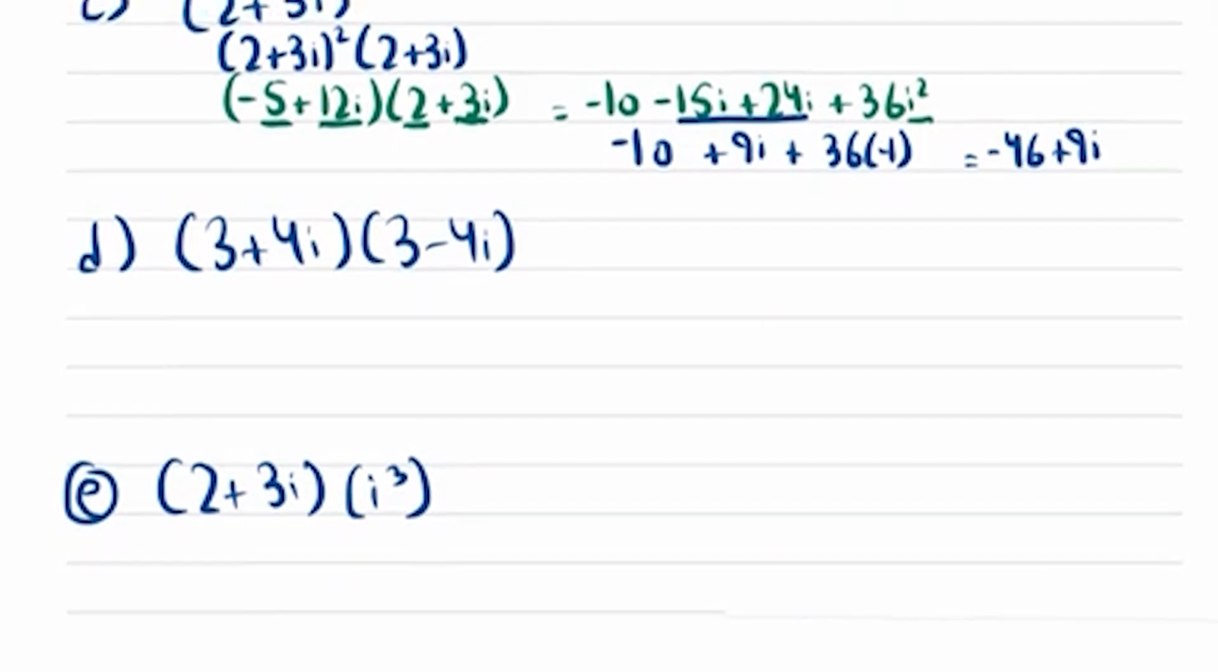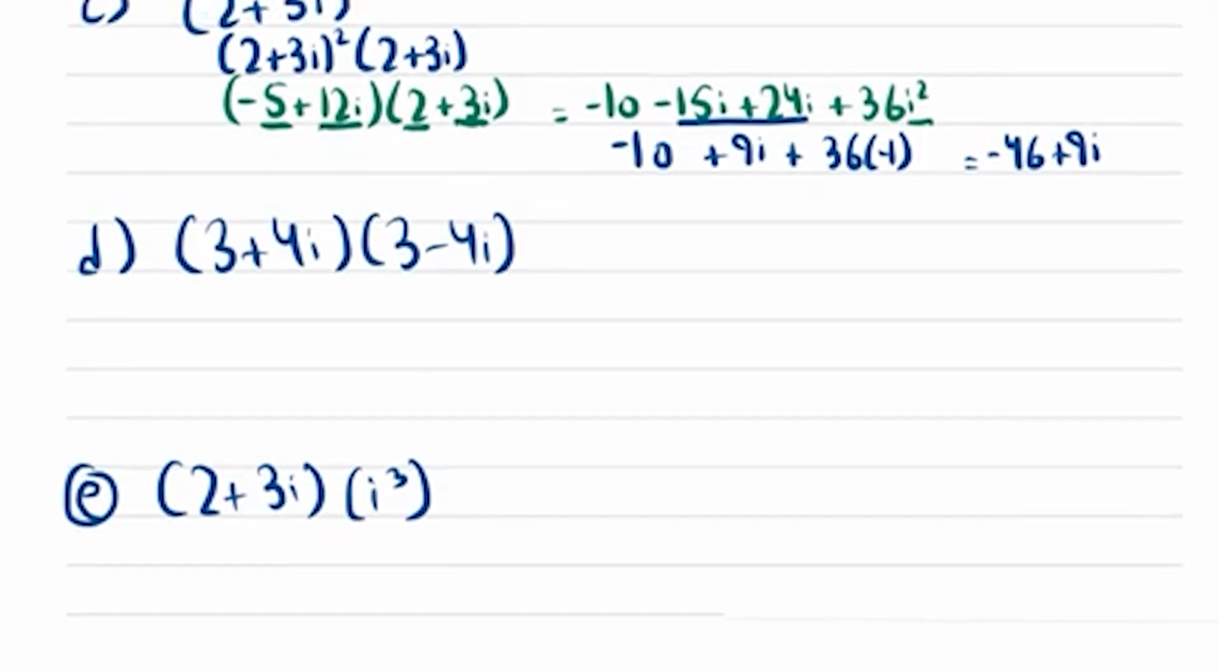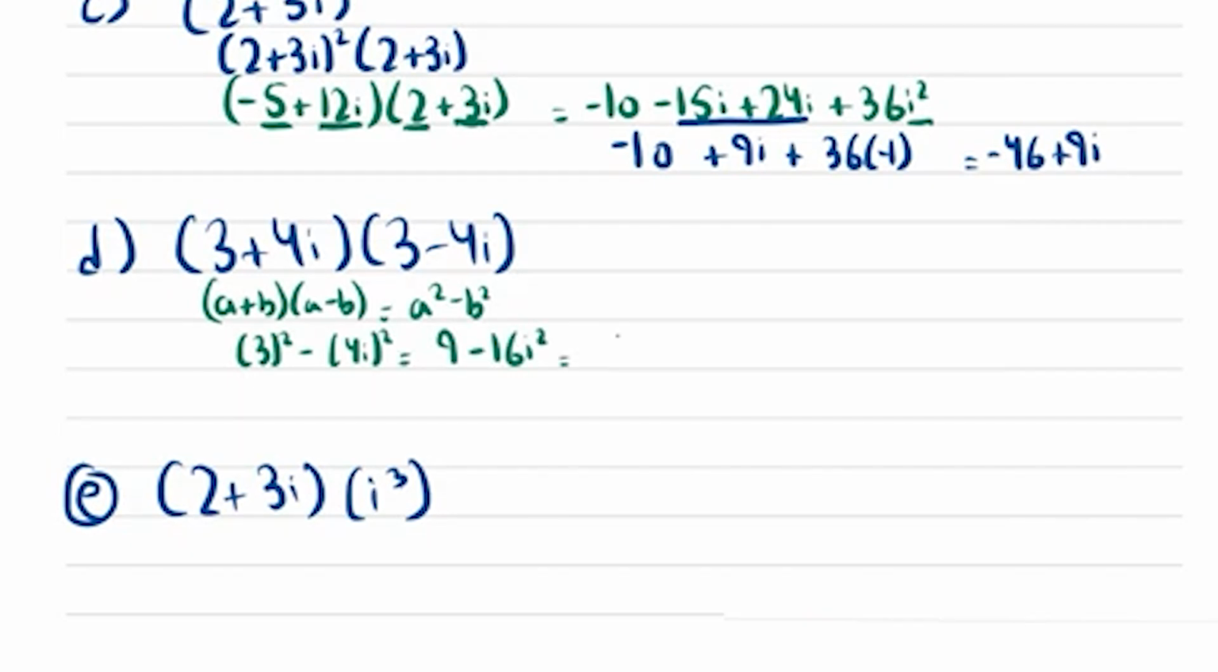Now part D. 3 plus 4i and 3 minus 4i. Guys, what's the identity? a plus b and a minus b is what? a square minus b square. So it's going to be 3 square minus 4i whole square. That's 9 minus 16i square. 9 minus 16 into minus 1. That makes 25. Do you get this? So my answer will be 25. That's it. Got this?